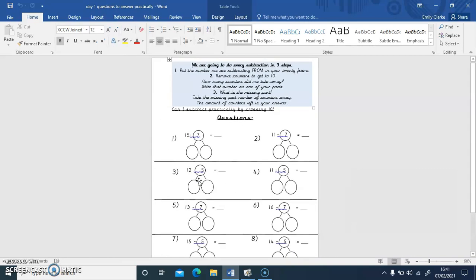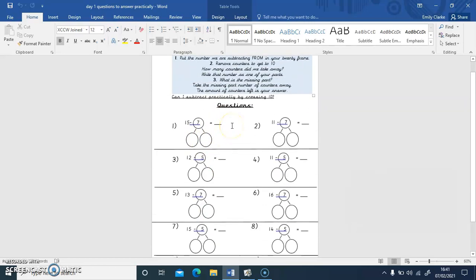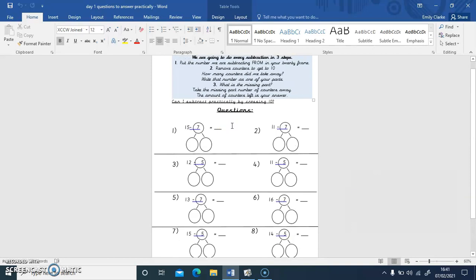So you are doing that practically today for all 10 of these, filling in both of your parts and then your answer. So you will need the tens frame and your pasta or Lego pieces to complete that today, my lovelies.